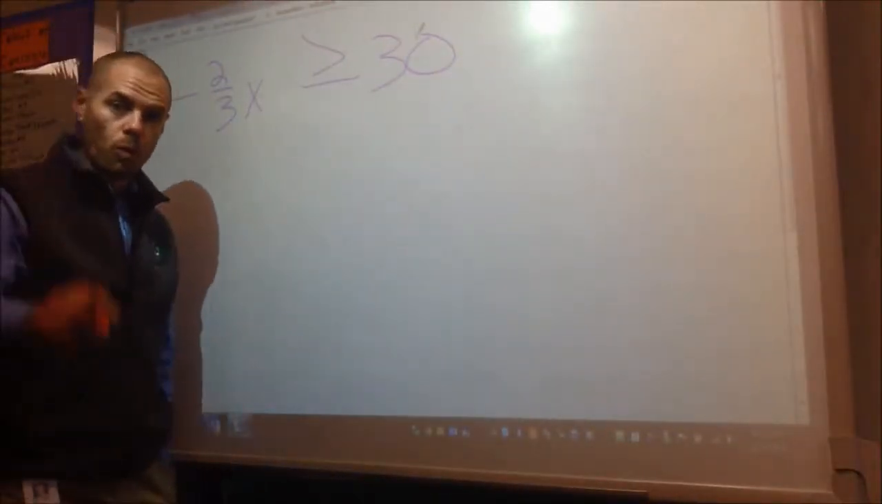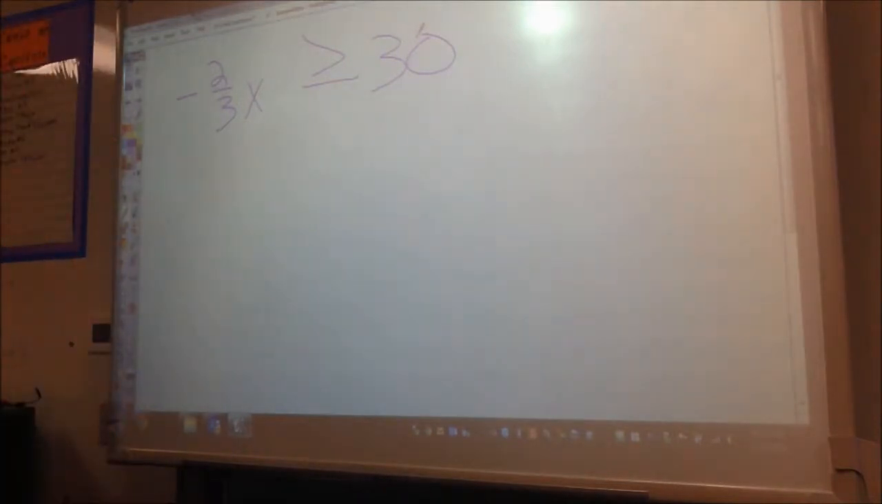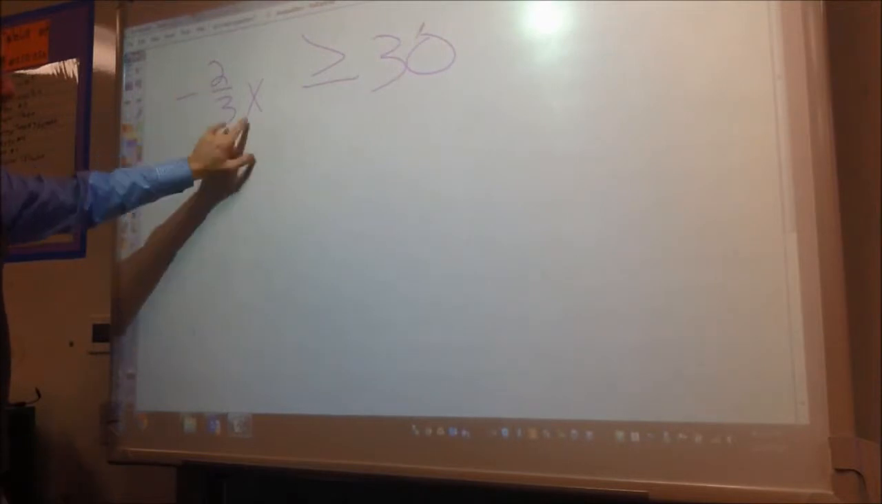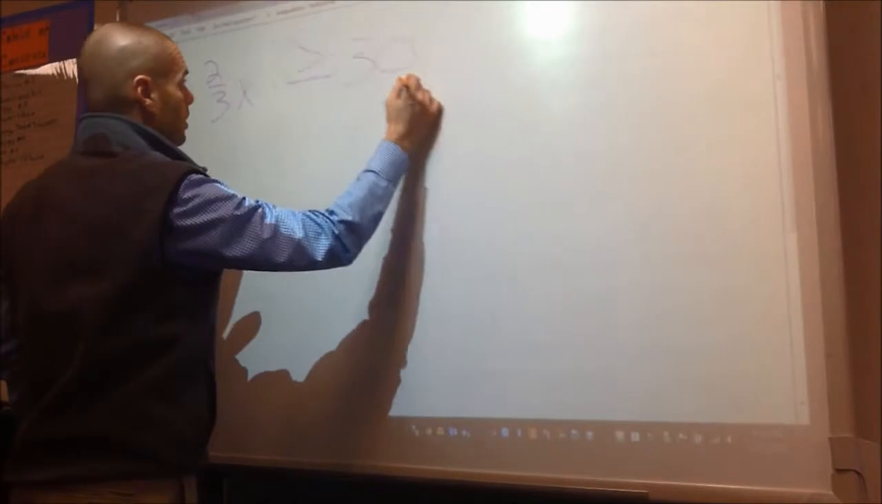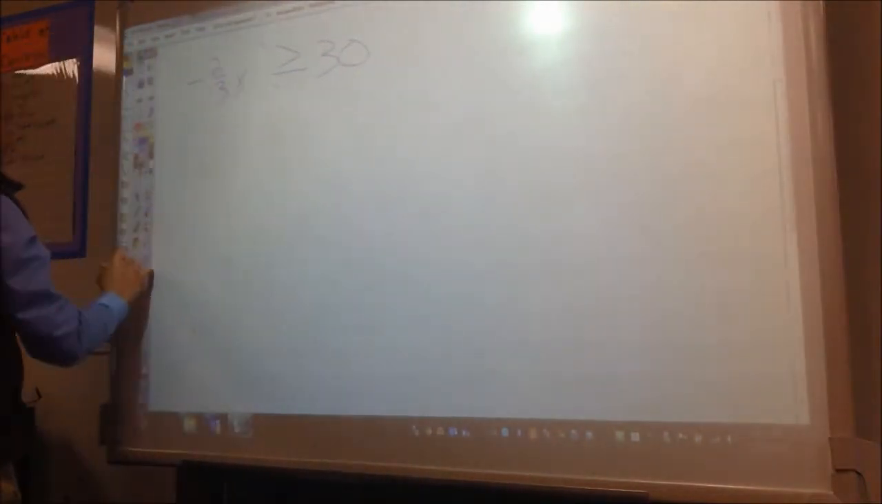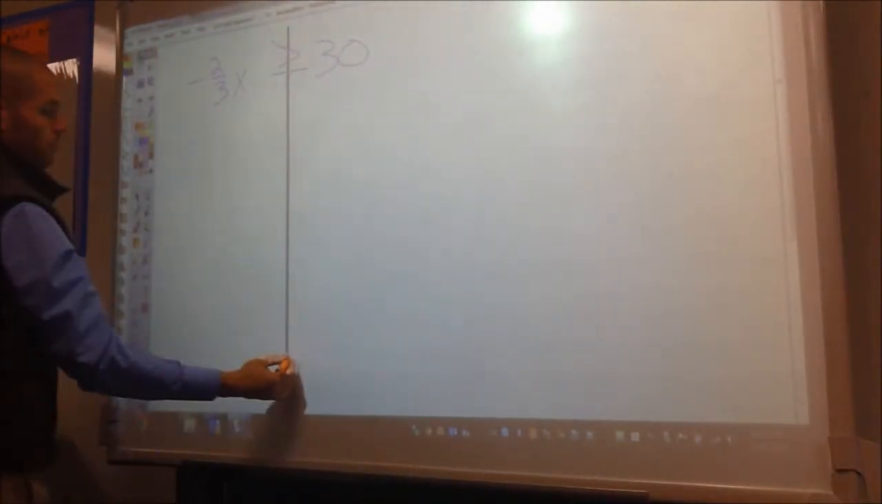So I'm back with one more additional problem on this. Just want to make sure you thoroughly understand what to do to get rid of the fraction in front of the variable. So let me go ahead and shrink this down. I'm going to draw my line right down the middle.